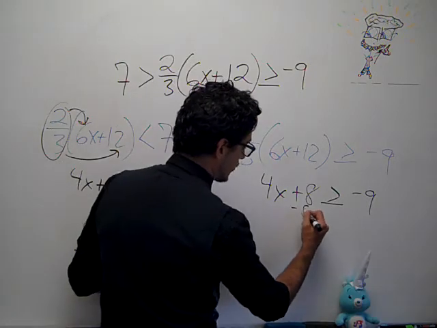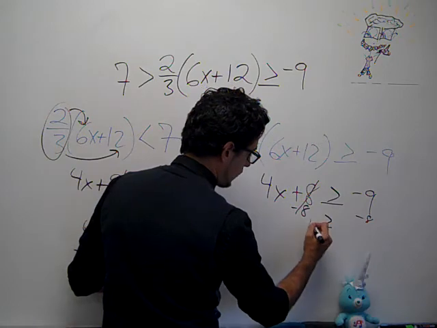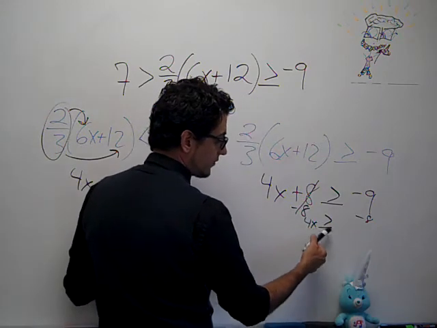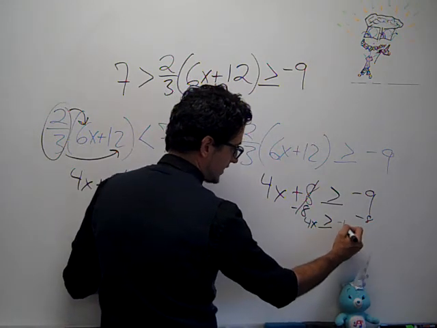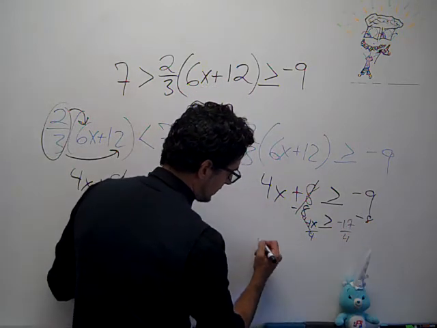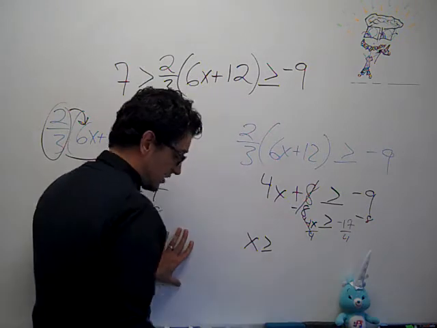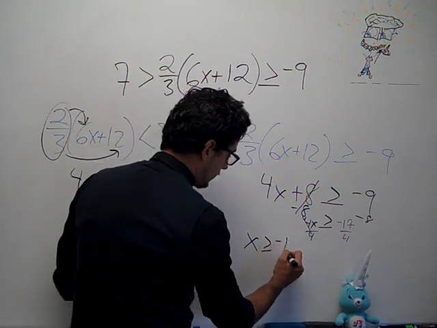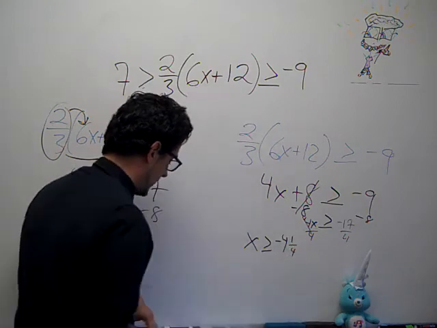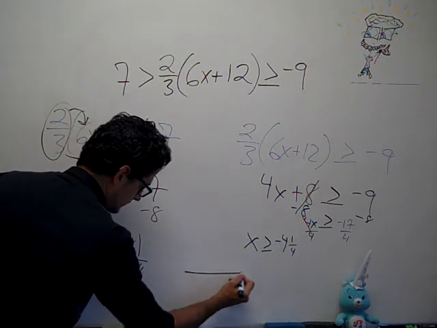So I'm gonna subtract 8 from both sides. When I do that, I'm left with 4x is greater than or equal to negative 17, and then I can divide by 4 on both sides. It cancels out, and I'm left with x is greater than or equal to negative 17/4, which would be negative 4 1/4, okay? So if I'm gonna graph these out, all right?